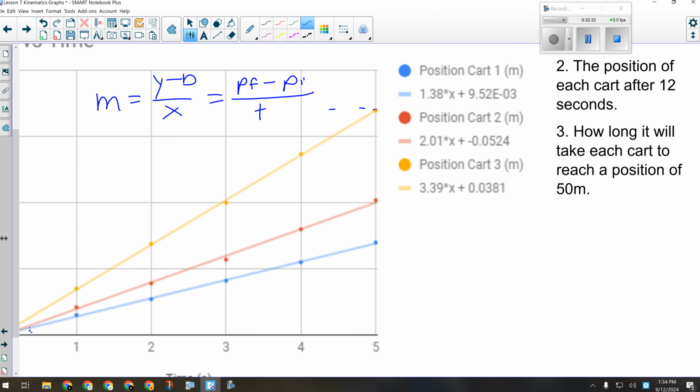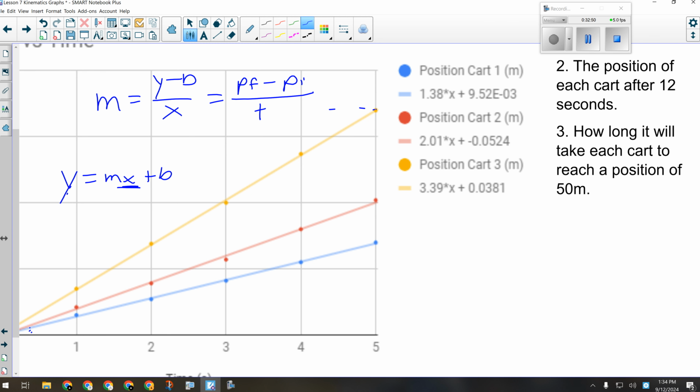All right, for each one of these, the position of the cart after 12 seconds. So y equals m times x plus b. This would be the final position. They gave me 12 seconds, so they gave me x. I already know m and b for all three of those.